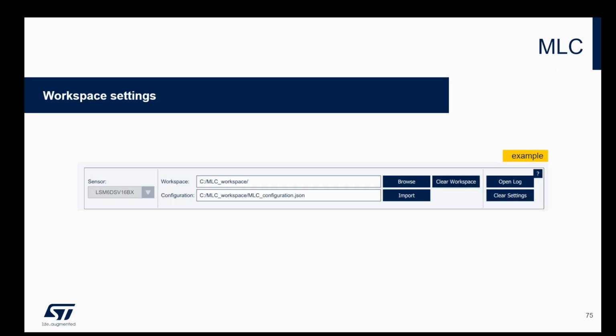You can browse all the configuration files from your different sessions, different work that you have done, and bring this back in here. You can clear the workspace. Clearing the workspace will not delete your JSON file, but it will clear all the steps that you have done, all the settings set. And then there is clear settings. It will bring you back to the default settings for the sensor, to clean the slate. And then there is open log. Open log will show you all the steps that you have taken. So if you made a mistake, you can go back to open log and see where you made the mistake.